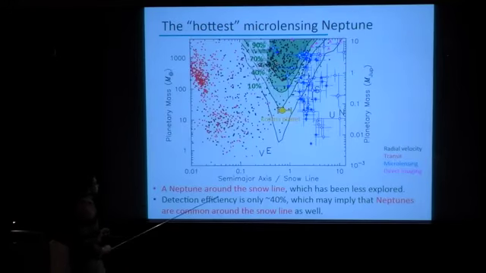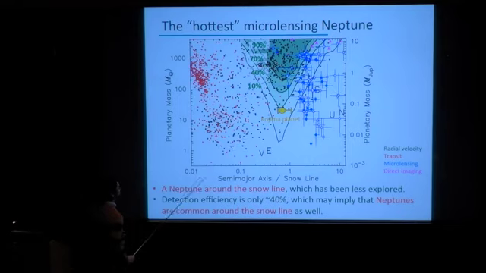So this is the location of this Kojima event in the semi-major axis normalized by snow line and planetary mass plane. So this planet is a Neptune, just around or even inside the snow line. And actually this is the innermost Neptune among all microlensing Neptunes. And this region has been less explored by any methods.